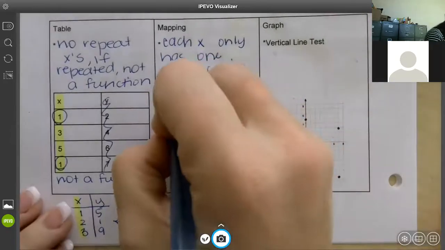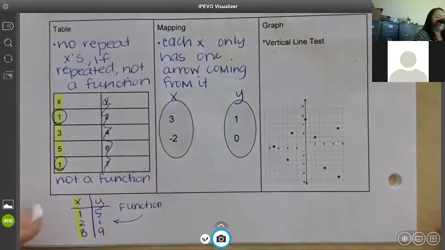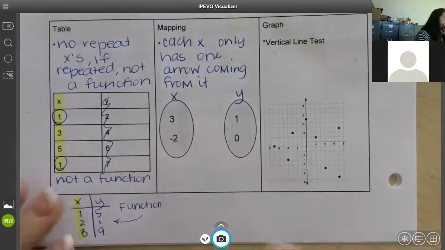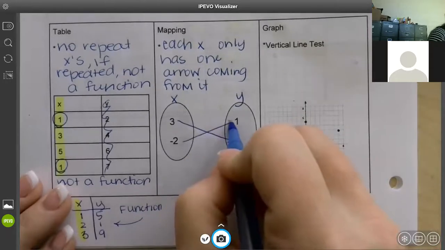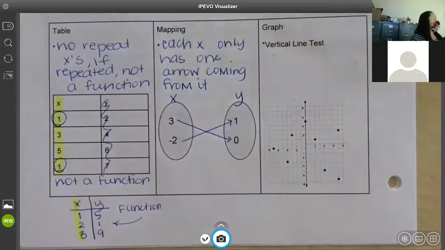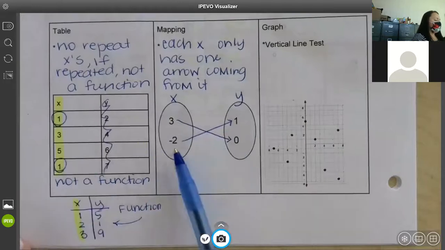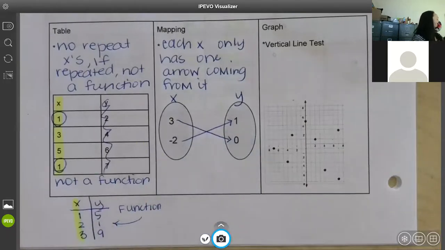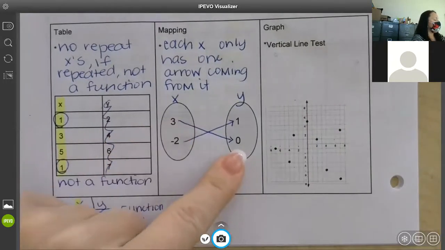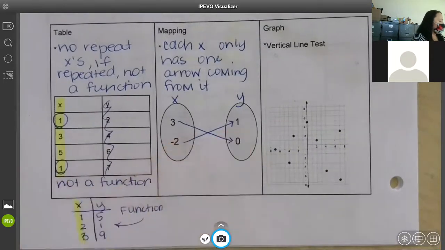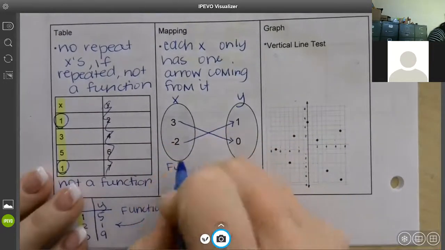So I'm going to show you a function. These are your x values and these are your y values. Just like your table, you would list them. They do not have to be in order. They can be if you want them to be, but you can see that these are not in order. Then you will see arrows. Those arrows tell you the coordinates. So this would be the coordinate 3, 0. This would be the coordinate -2, 1. Okay, so it tells you coordinates. Notice how 3 only has one arrow going to 0, and -2 only has one arrow going to 1. That means that this is a function.